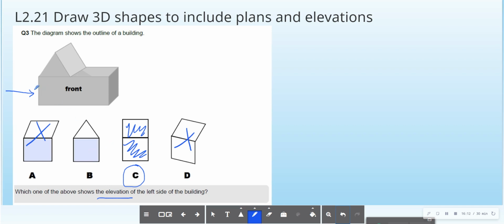And because we're looking from the left, we're going to see the side of the wall, the opposite side of this, which is that, and then the opposite side of this, which is that. Even if you're looking from the right, you'd still see just C.